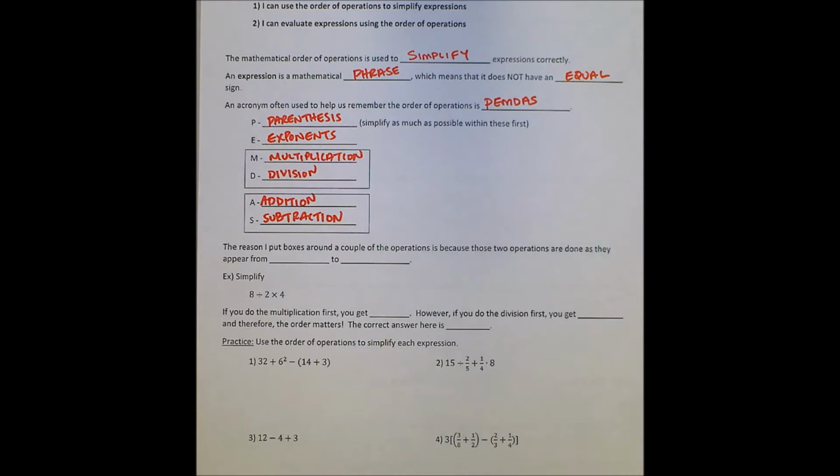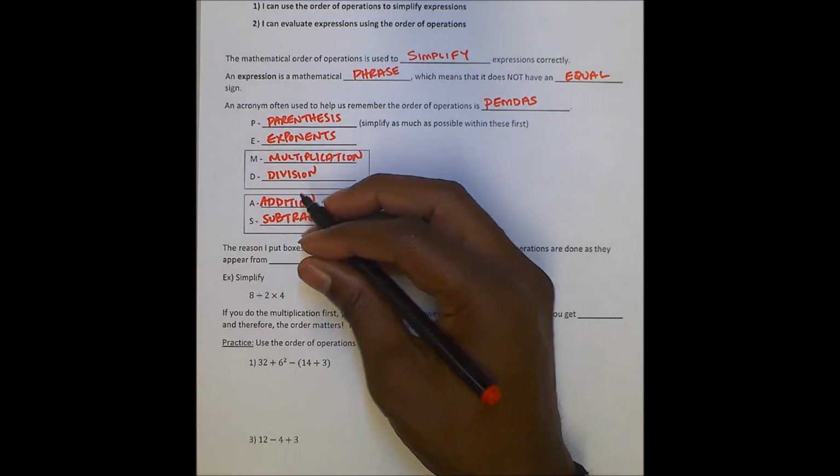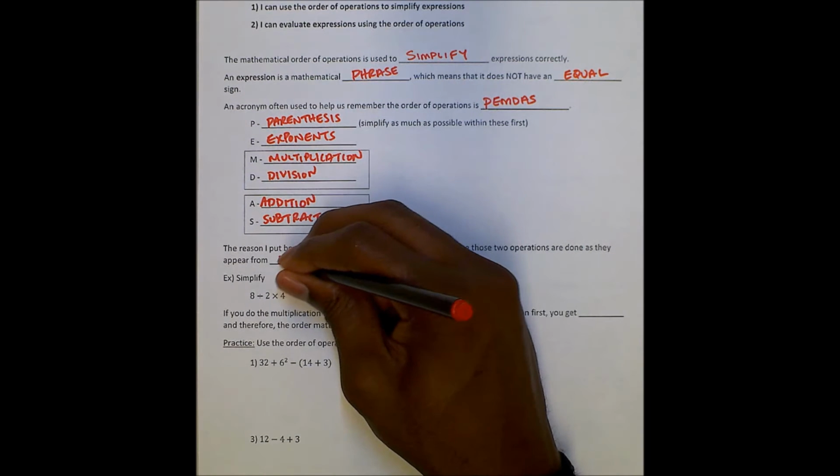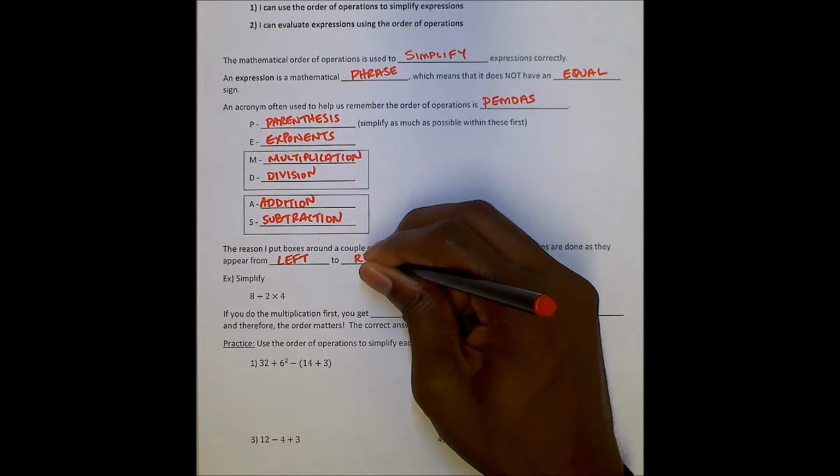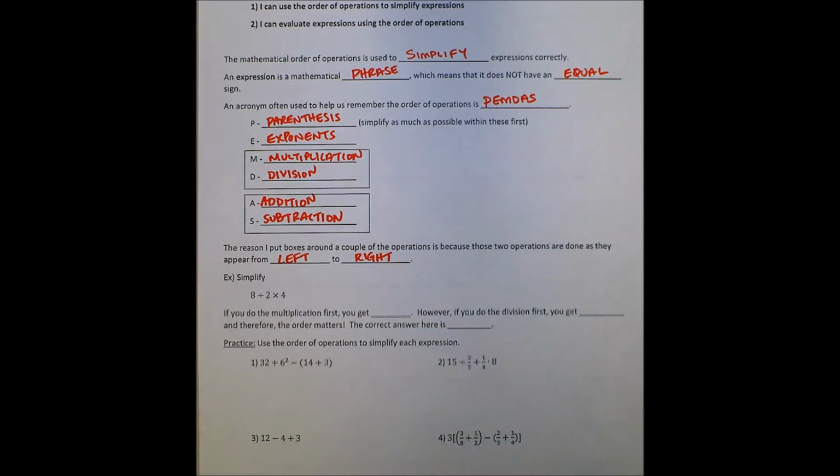Okay, you'll notice that I have boxes around multiplication and division and addition and subtraction, and that is because these operations are done as they appear from left to right. The reason that these are done this way is because addition and subtraction are essentially the same thing, or can be written as the same thing.